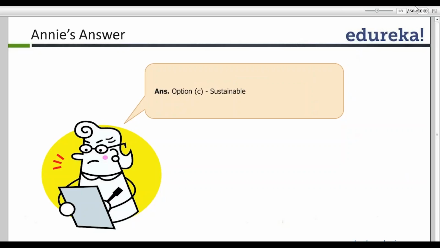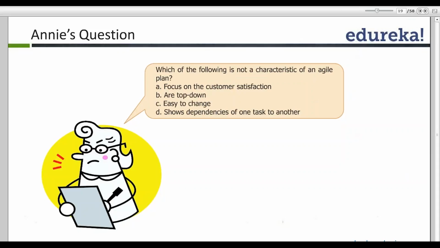Next question. Agile is an iterative and incremental methodology, not development. Sustainable development is correct. Agile is an iterative and an incremental methodology, but when they talk about development, it is sustainable only.